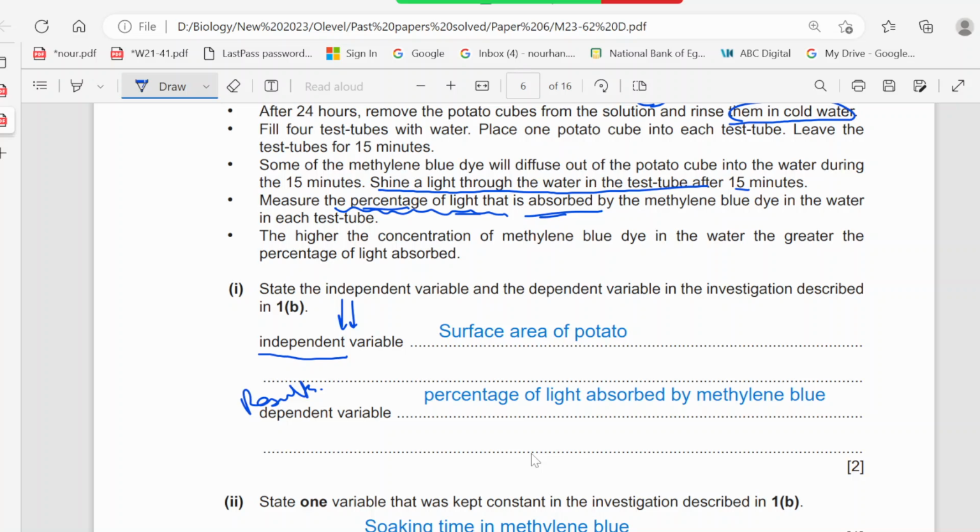Okay, the higher the concentration of the blue dye in water, the greater the percentage of light absorbed. What is this? The conclusion.